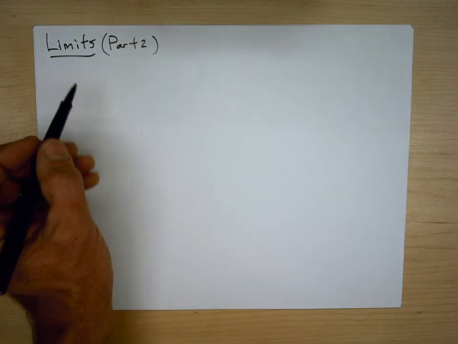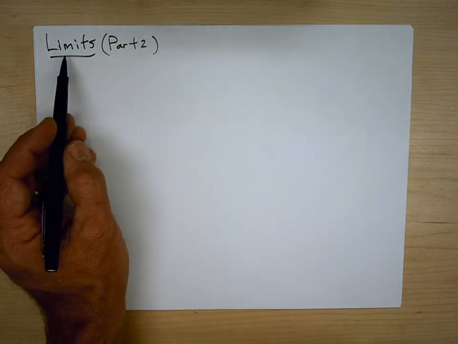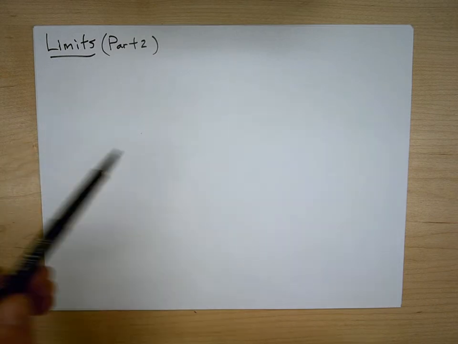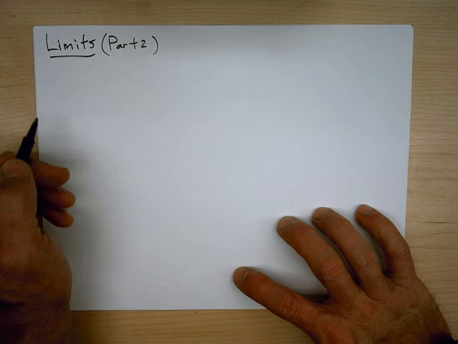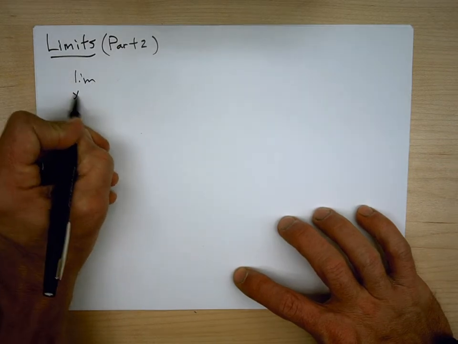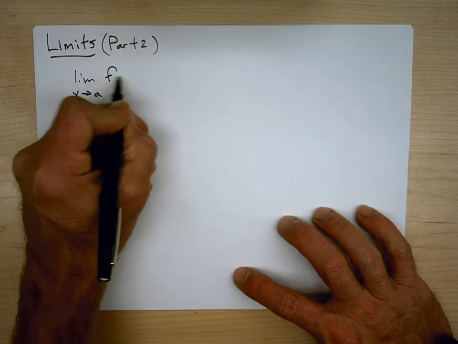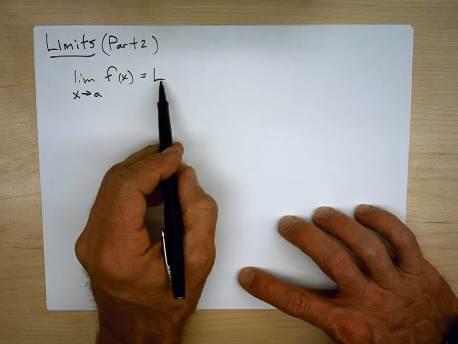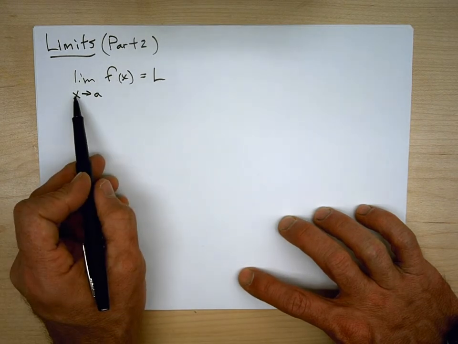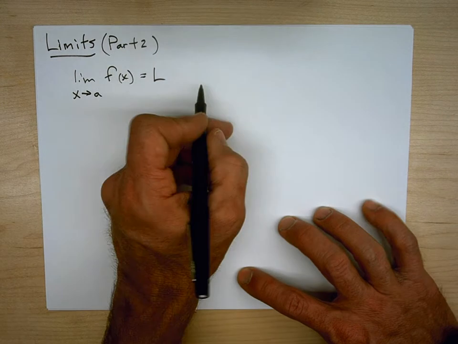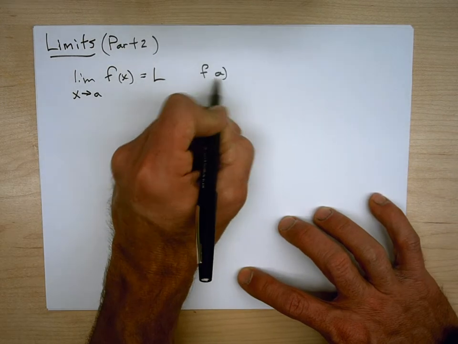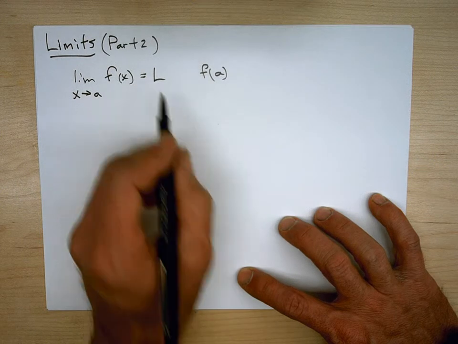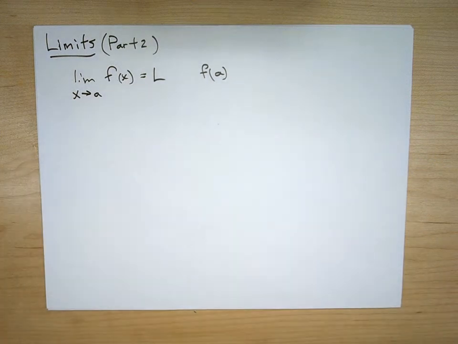This is the second part of my lecture on limits. In the first part, we talked about what a limit is and how it can exist independent of the function value. So we said the limit as x approaches a of f of x equals L if we can get as close to L as we want just by taking x values sufficiently close to a. And then we said that f of a, the function value at a, has nothing to do with L. They might be the same, they might not. We saw plenty of examples of that.